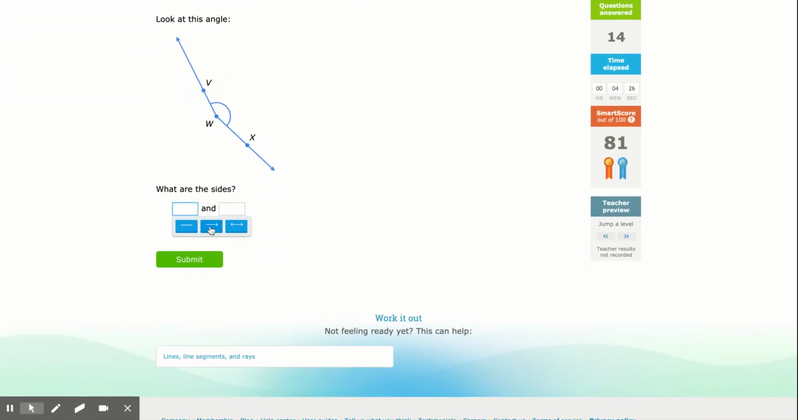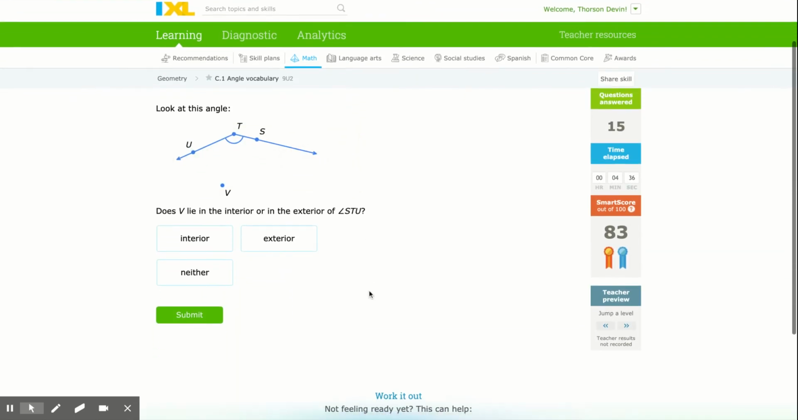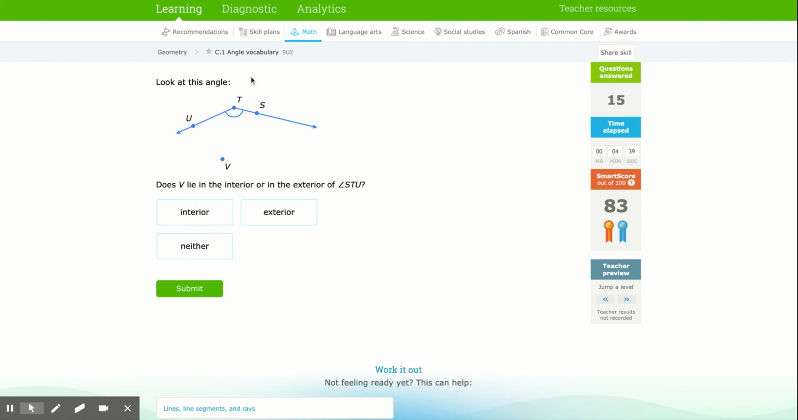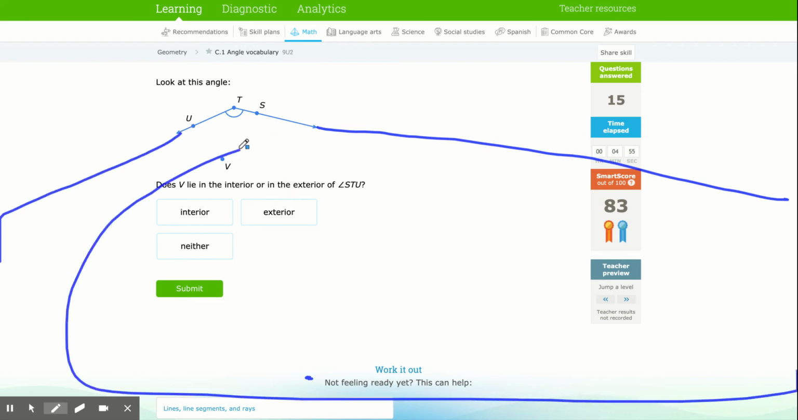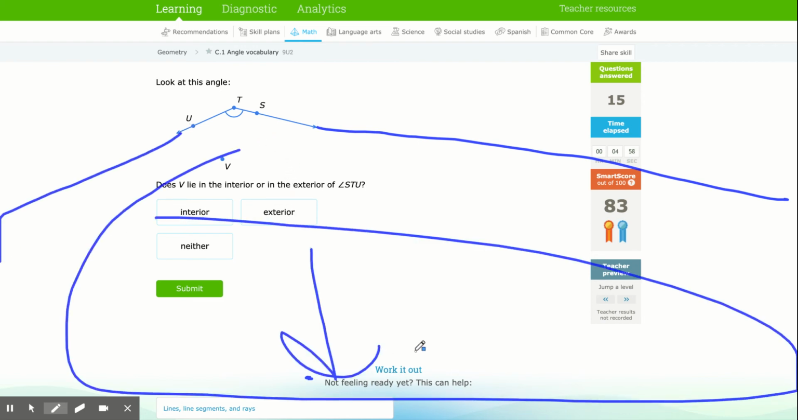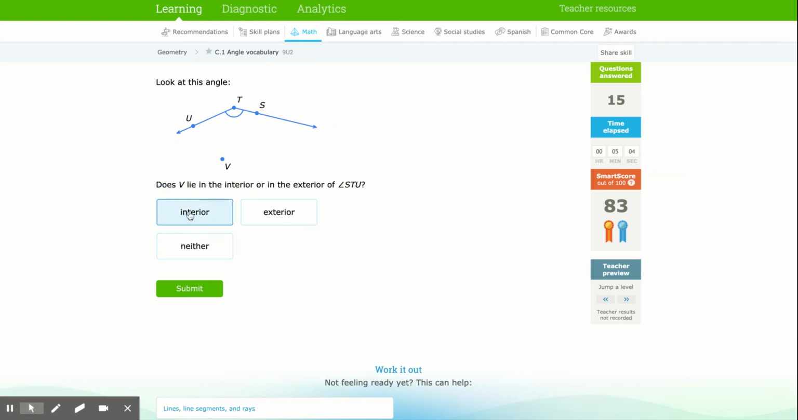Okay, we're doing sides again. So I'm going to do a ray starting at W, the vertex, going out through V, and another ray starting at the vertex, which is W, going out through X. Does V lie in the interior or the exterior? Remember, the exterior is the part that's larger than 180. And even though it's out here, I could put a point way out here somewhere, and that's still in the interior, because remember, these rays go on forever. So anything in this area and beyond is considered the interior of the angle.